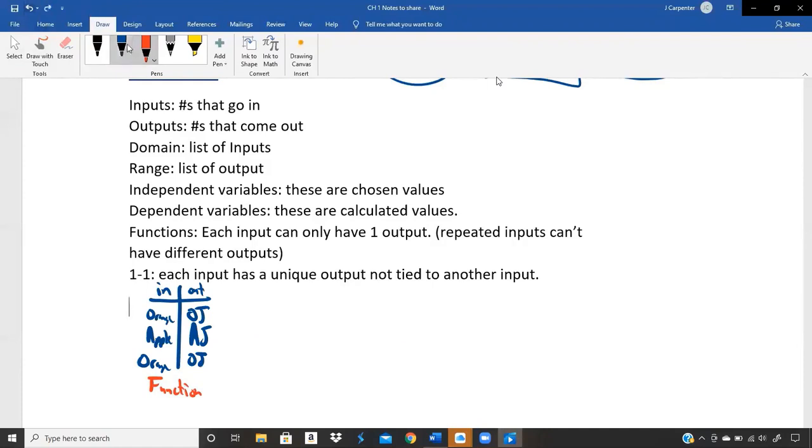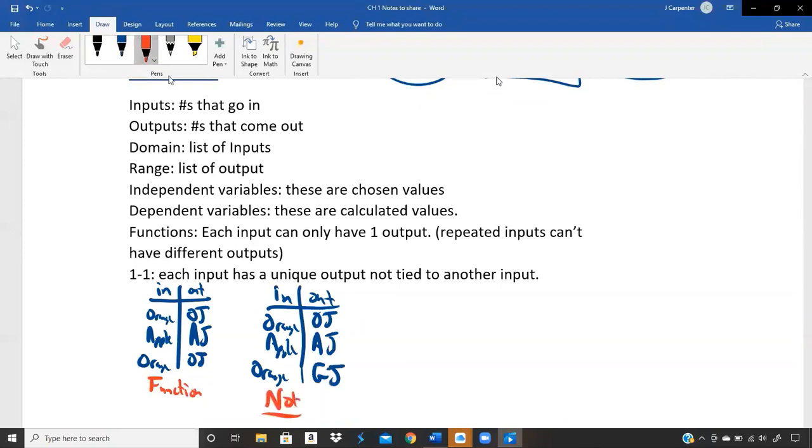So this is a scenario we were just describing earlier. However, if I put an orange in, first I get orange juice, I put an apple in, then I get apple juice. Then I go and put another orange in, and all of a sudden I get grape juice. GJ for grape juice. This would not be a function because I have repeated inputs with different outputs. Those are different. The same input led to different answers. That doesn't really seem to make sense.